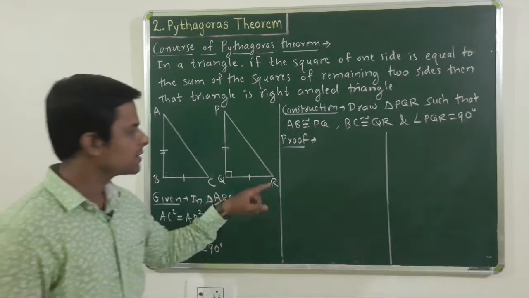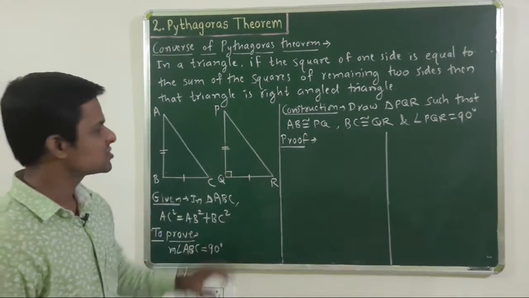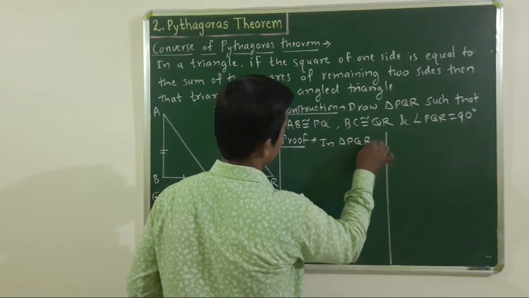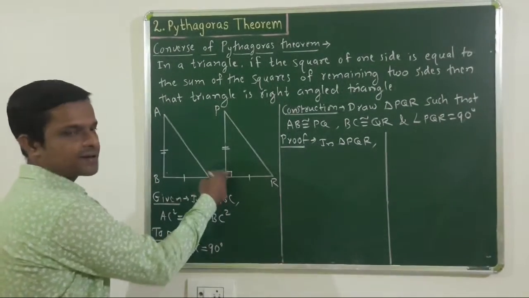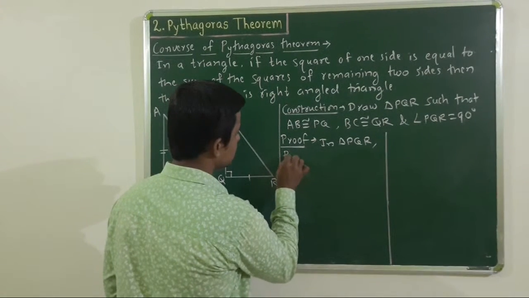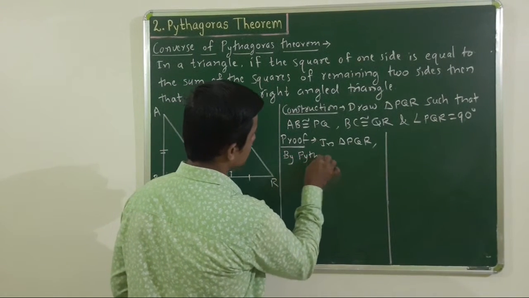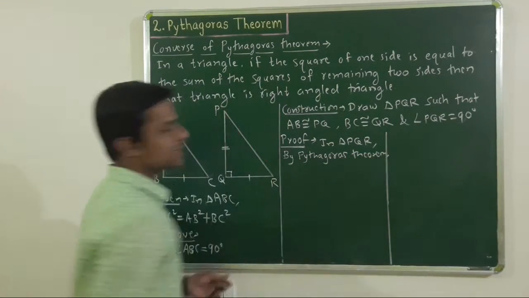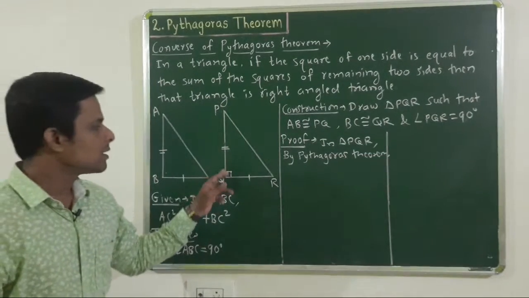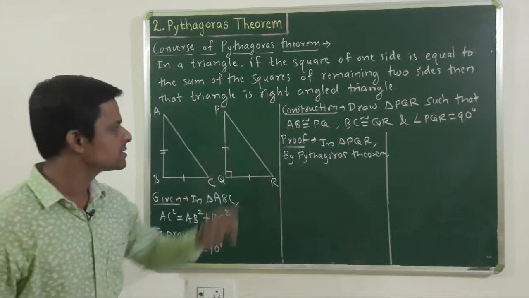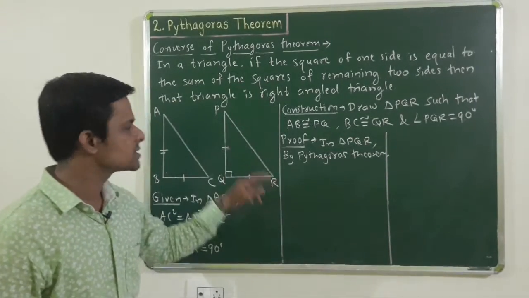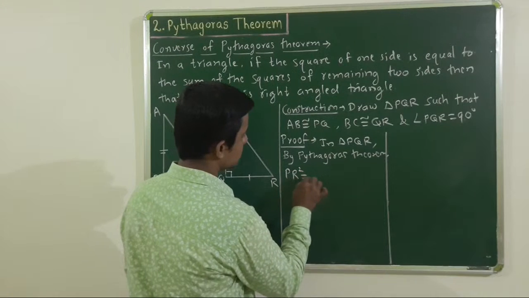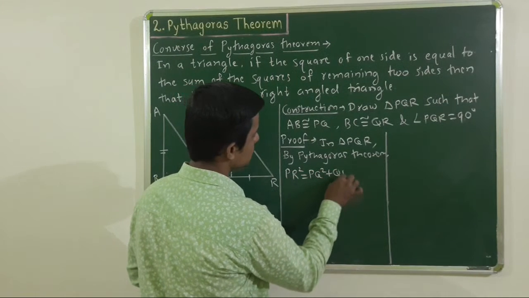Now observe this triangle according to our construction, that is triangle PQR, which is a right angle triangle. Hence we can use Pythagoras theorem here. By Pythagoras theorem, in triangle PQR, the side opposite to the right angle is the hypotenuse, therefore PR square is equal to PQ square plus QR square.